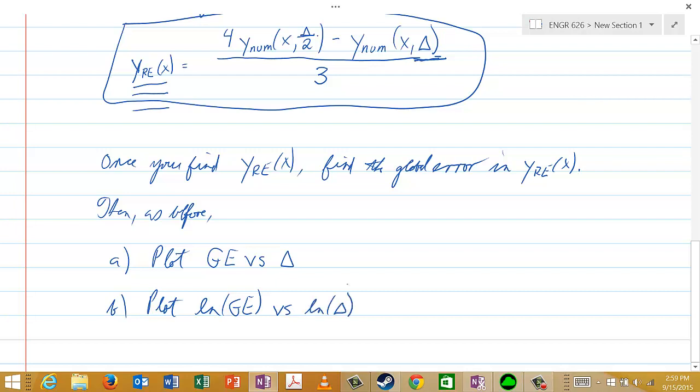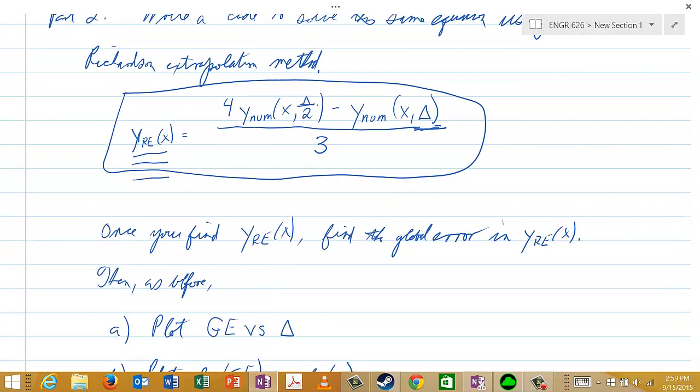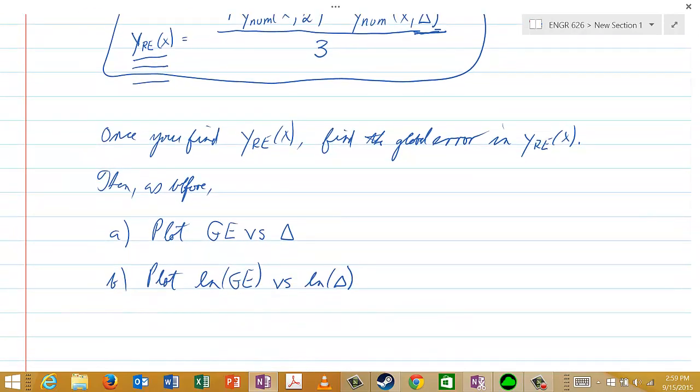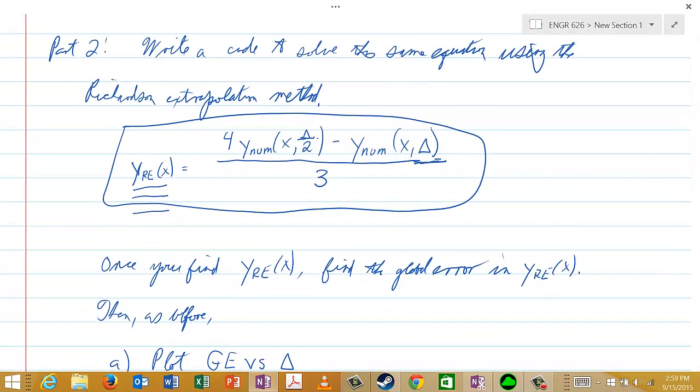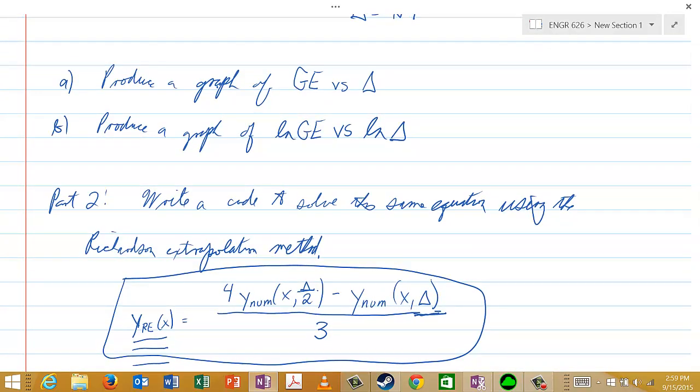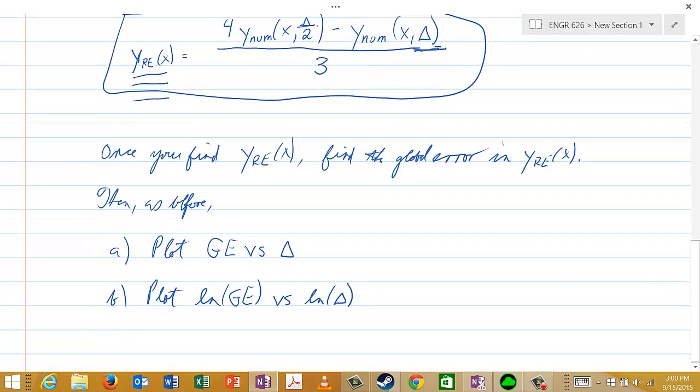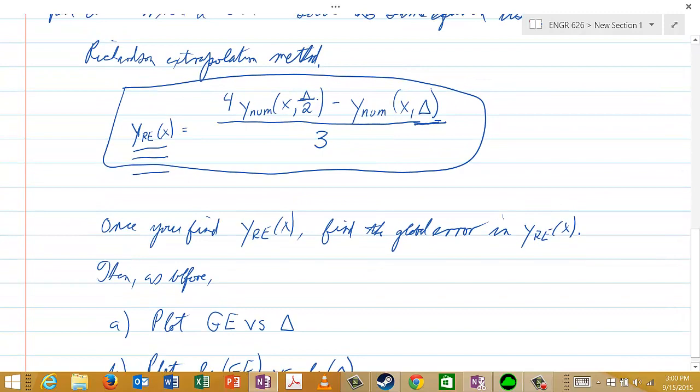And I hope that this will be very interesting to you, because you'll see that these plots will look different now, because the global error is a different function of delta from what you will have observed in part 1, because of the fact that the Richardson extrapolate doesn't contain those second order terms. The error in it only contains higher order terms. Now we will see that reflected in the shape of these graphs.